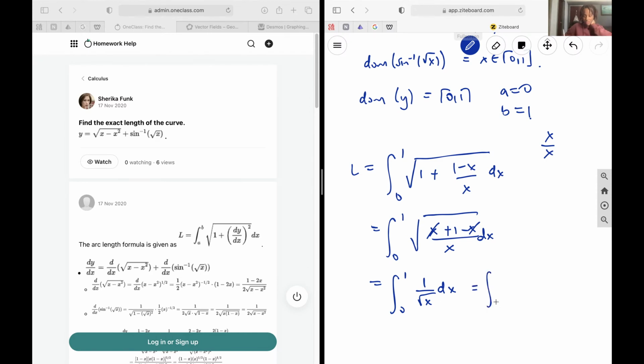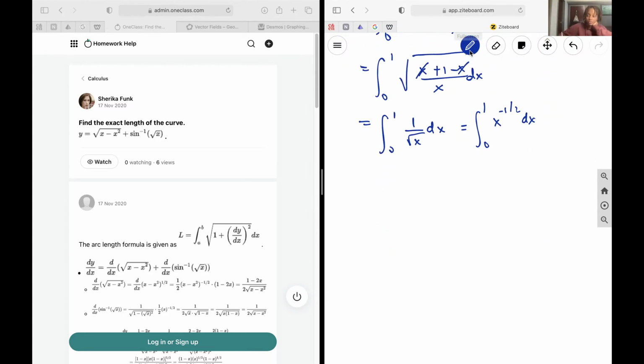And this can just be stated as the integral from 0 to 1 of x to the power of negative 1 over 2 dx. And I actually know how to deal with this one, because we know that the integral of x to the power of a dx is 1 over a plus 1, x to the power of a plus 1. So I'm just going to apply that here.